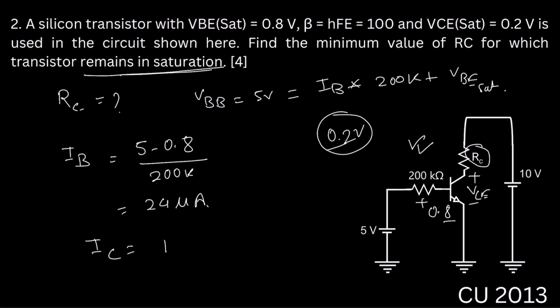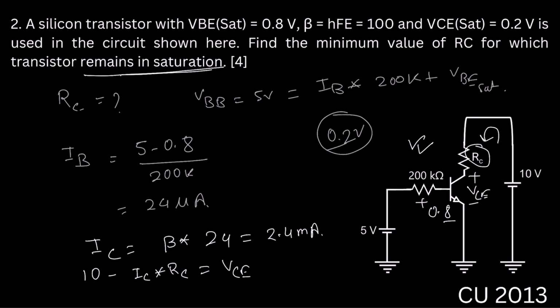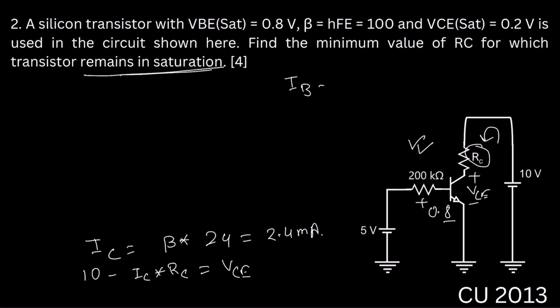IC will be beta times IB. That means beta times 24 microampere is equal to 2.4 milliampere. Now, if we apply KVL at the output loop, we can write 10 minus IC times RC equals VCE. IB is 24, right?